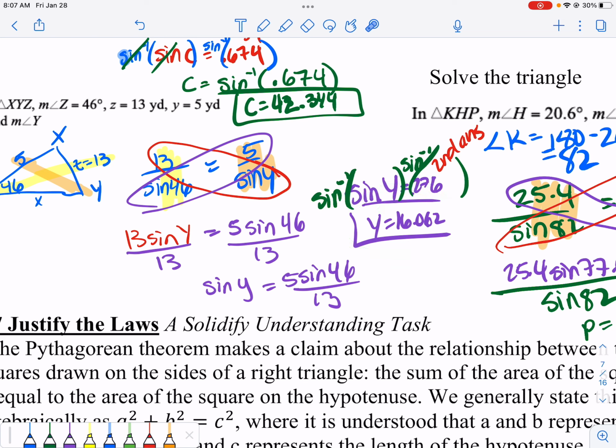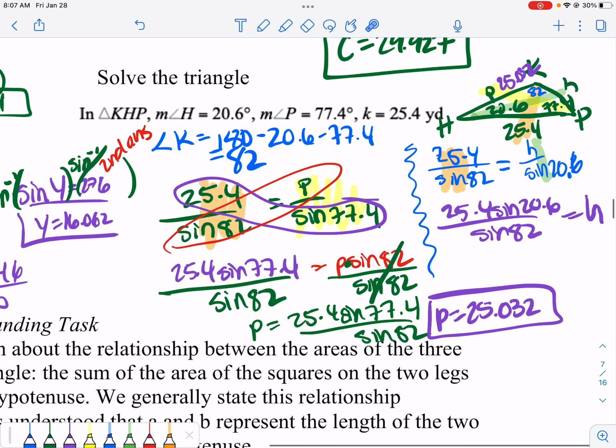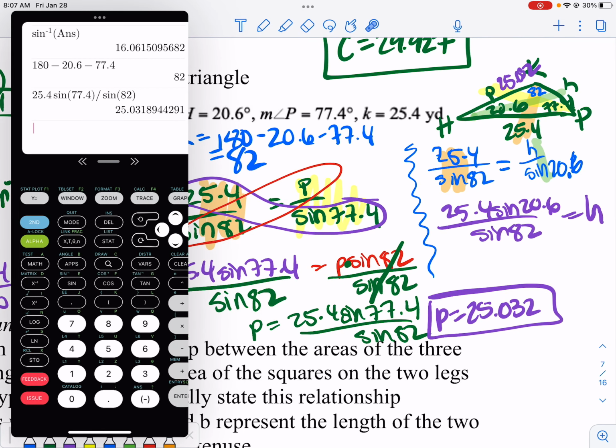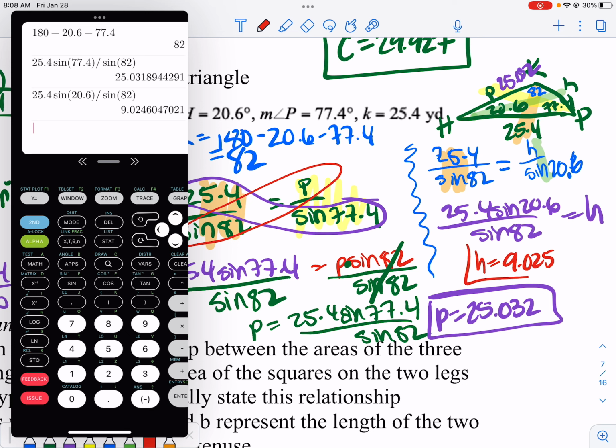Okay. So solving for your angles is a little bit lengthier in process because you have to get the sine by itself first, and then get the variable by itself by undoing the sine, whereas solving for the side is a little bit quicker. But it's still not difficult, it's just a little bit longer. So we're going to put this in our calculator: 25.4 sine of 20.6, and then divided by sine of 82. That gives us that side H is 9.025.